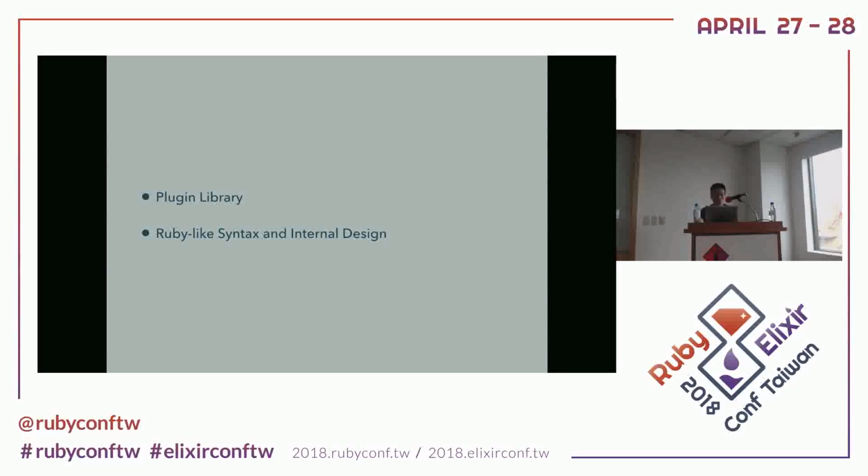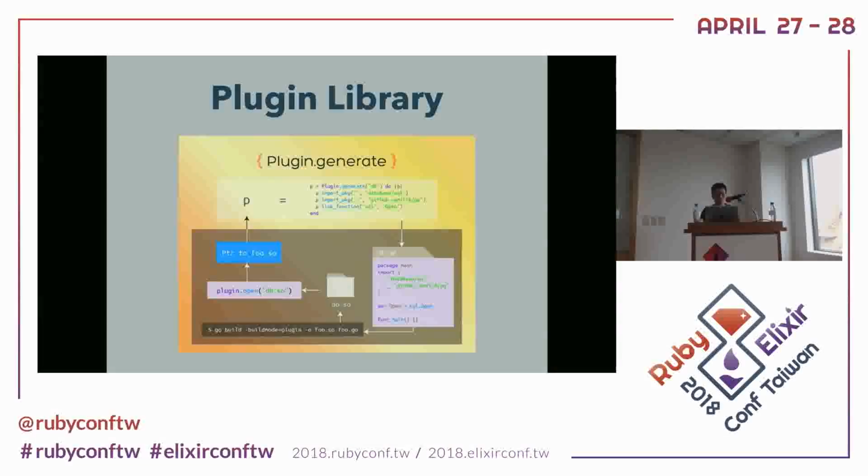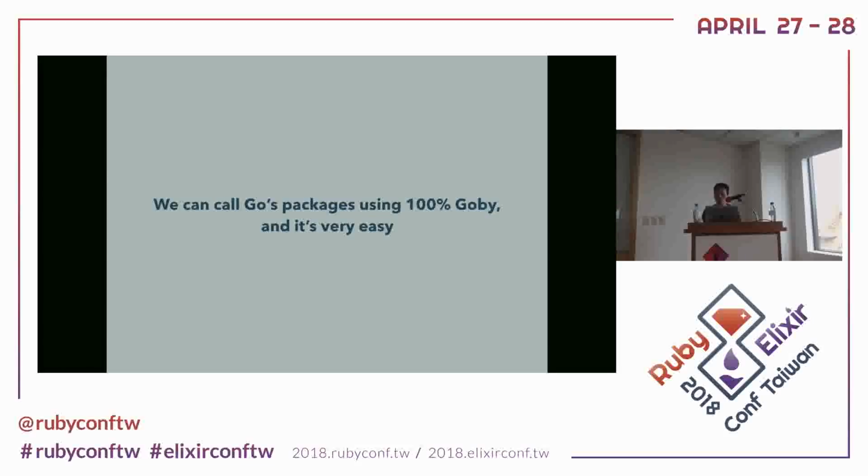And Gobi has two approaches to help us achieve this goal. First is the plugin library, and the second one is Ruby compatible syntax and similar internal design. So let's talk about the plugin library first. It's based on Go's plugin build mode, and it allows users to compile and access Go packages during the runtime. In this way, you can call Go packages using 100% Gobi, and it's very easy. I will show you an example.